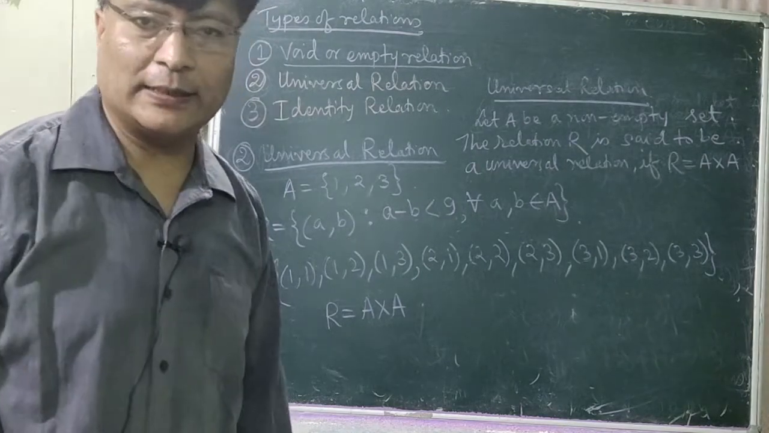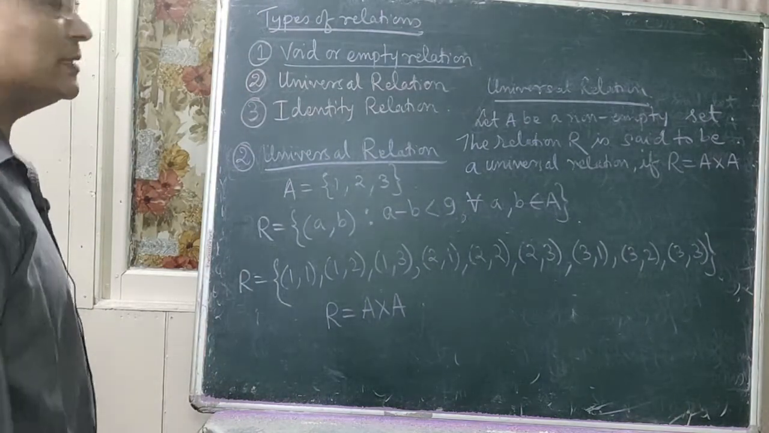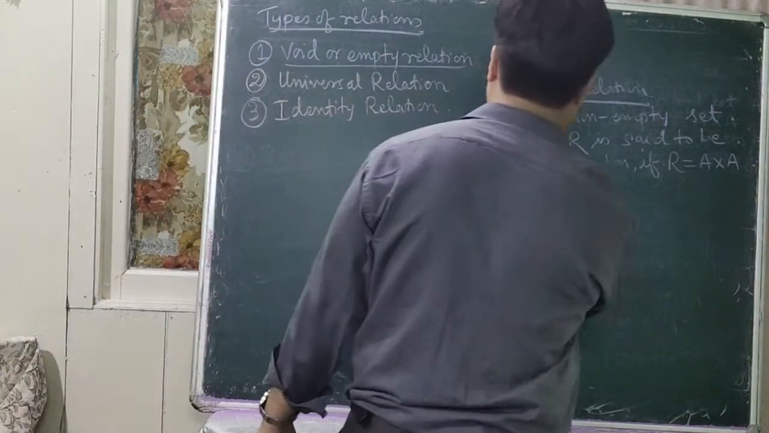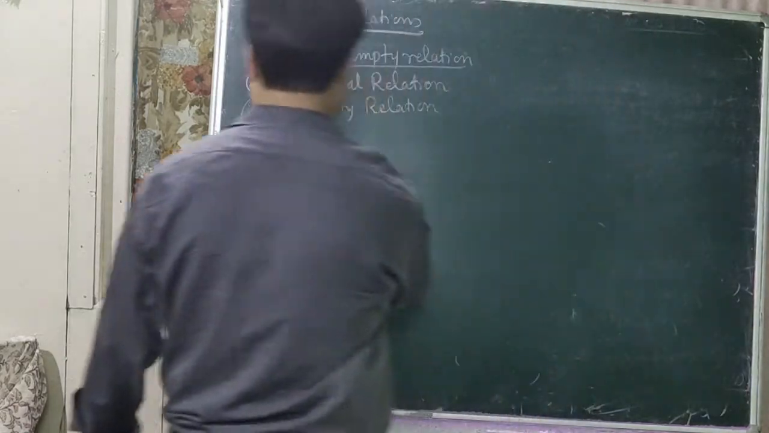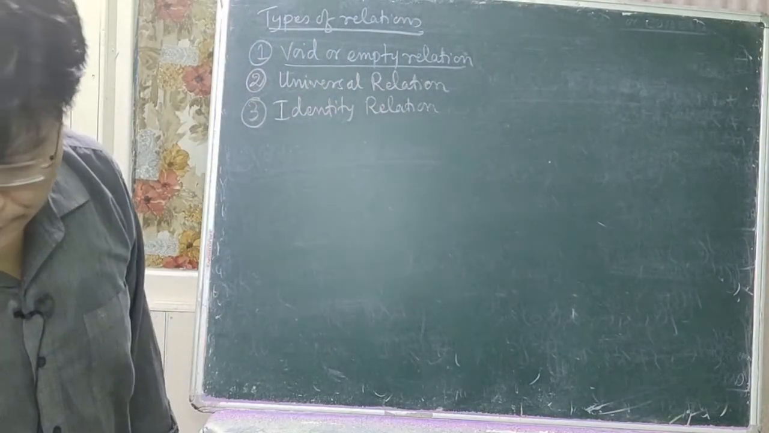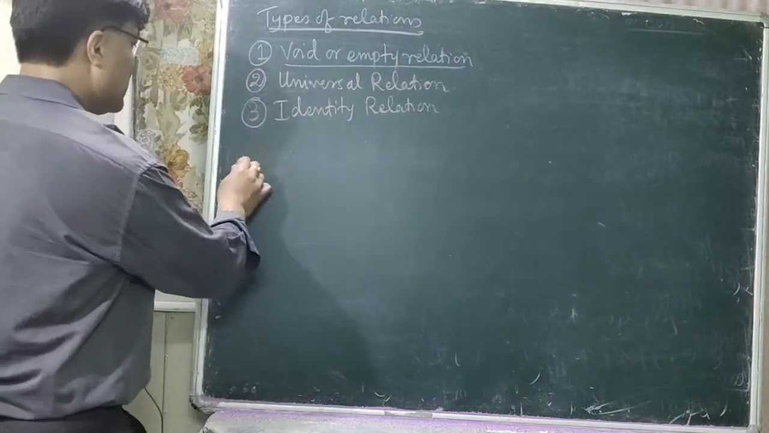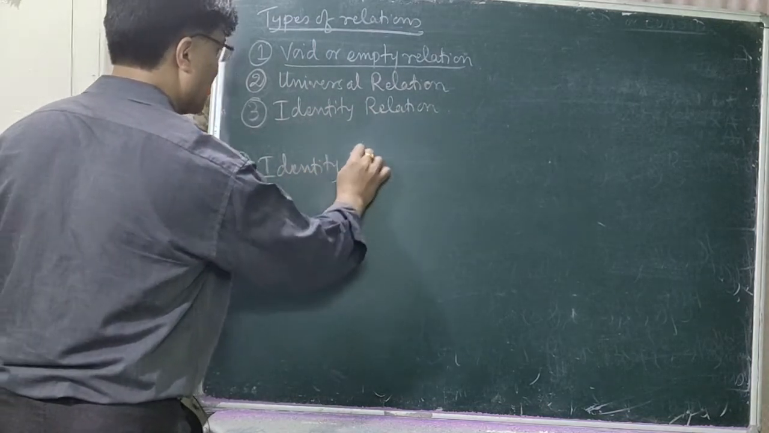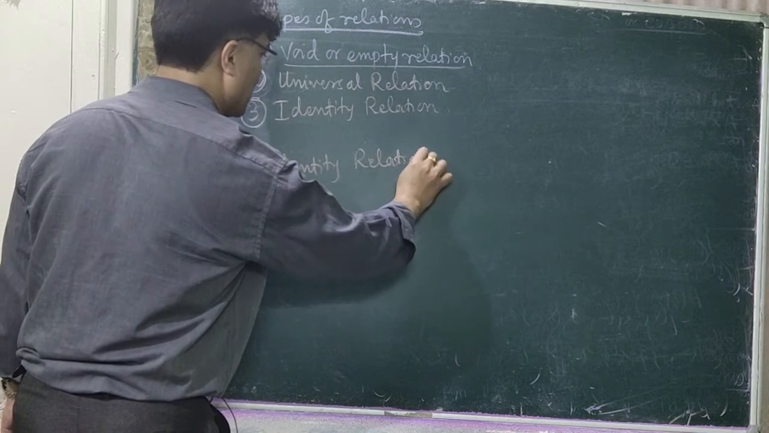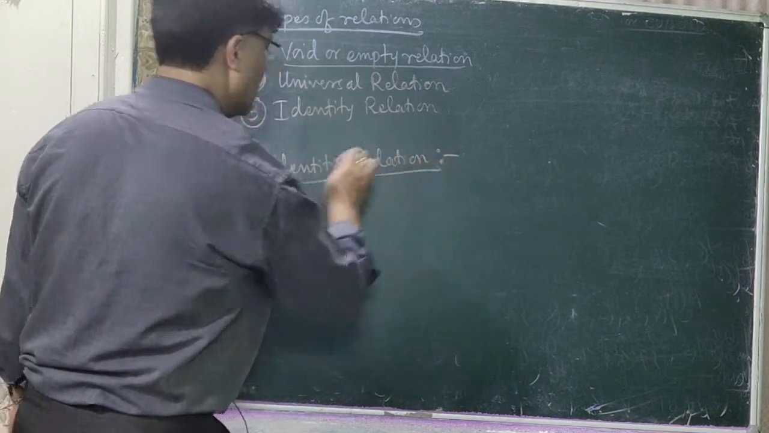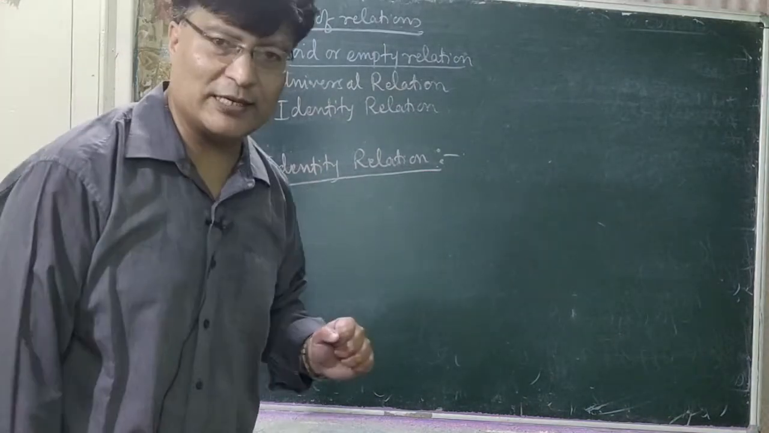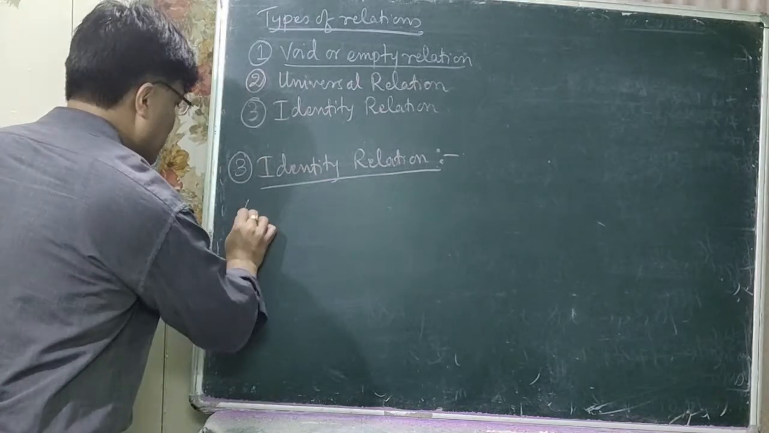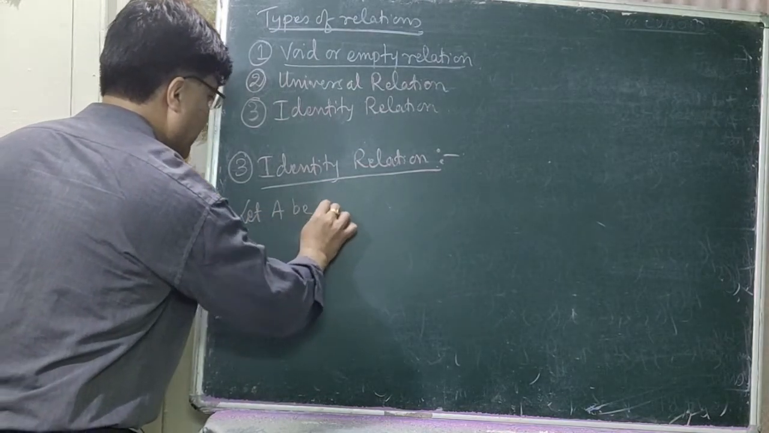So you can write it down. So now let's do identity relation. So what is an identity relation? I will write the definition as well. It is quite easy to understand. So identity relation: let capital A be a non-empty set.